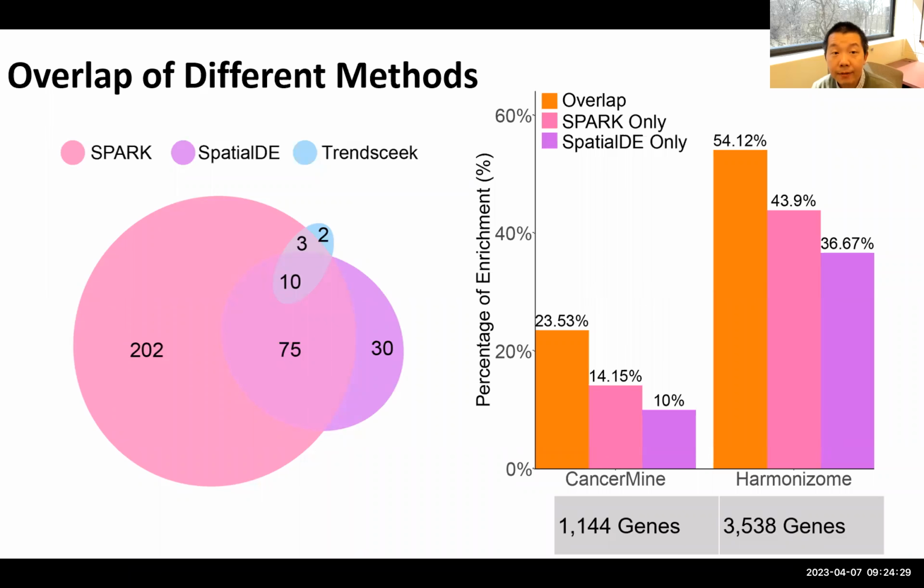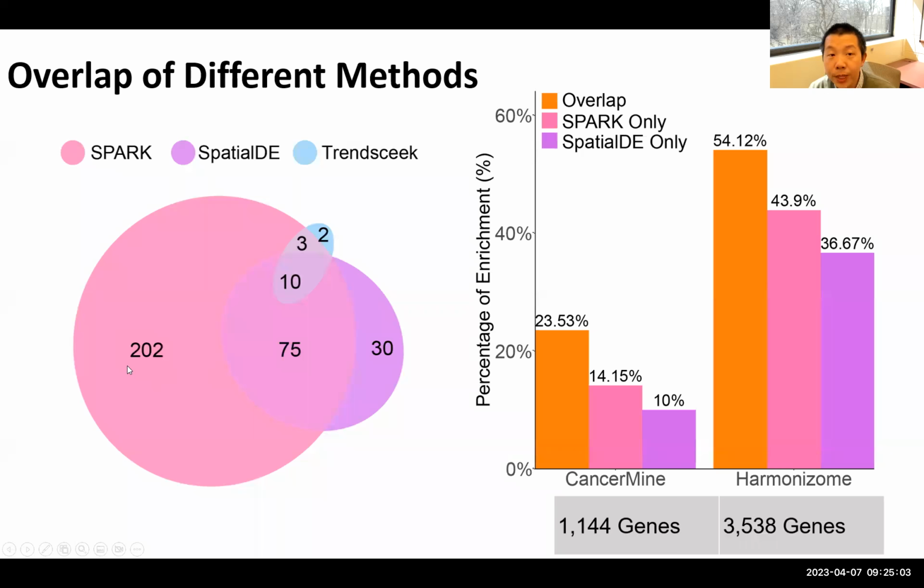The second validation we did was to look at the overlap between different methods and simply ask whether the genes detected by different methods contain biological signal. Specifically, we examine the overlap between our method and SpatialDE. We detect 277 genes in total, and among them, 75 overlap with SpatialDE. We detect 202 unique genes, while SpatialDE detects 30 unique genes.